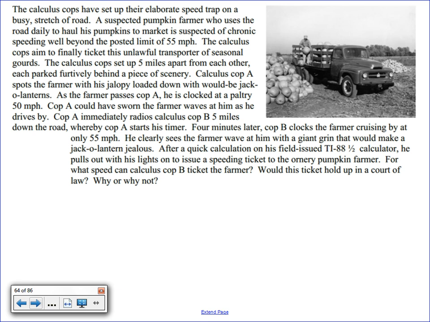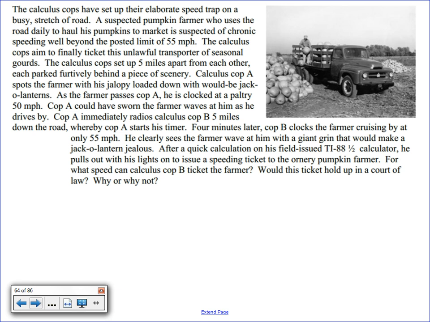Calculus Cop A spots the farmer with his jalopy, loaded down with would-be jack-o'-lanterns. As the farmer passes Cop A, he is clocked at a paltry 50 miles per hour. Cop A could have sworn the farmer waves at him as he drives by.